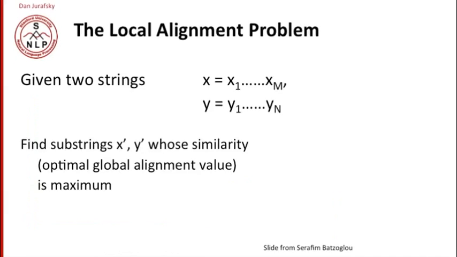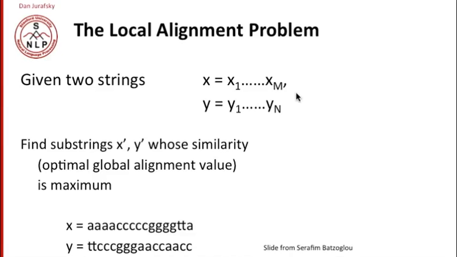A similar extension of the Needleman-Wunsch, or the standard dynamic programming algorithm for string edit distance, is the local alignment problem. So here's the local alignment problem. We have two strings, x of length m and y of length n, and we want to find two substrings whose similarity is maximum. So imagine that here's x and here's y. Out of these two strings, we'd like to find these substrings, CCC, GGG. That's the largest similar substring.